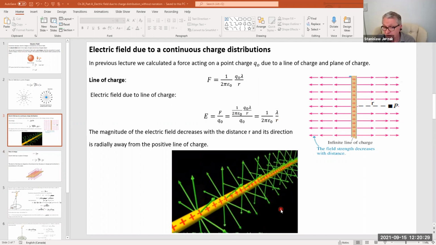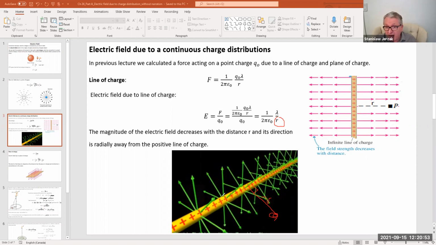It's a distance. So at this point, let's say if I want to calculate the electric field at this point, this would be that distance R. Perpendicular distance, it would be 90 degrees. This is that R. Okay, so don't call it the radius. We should call it the perpendicular distance from the line of charge. So that is for one line.